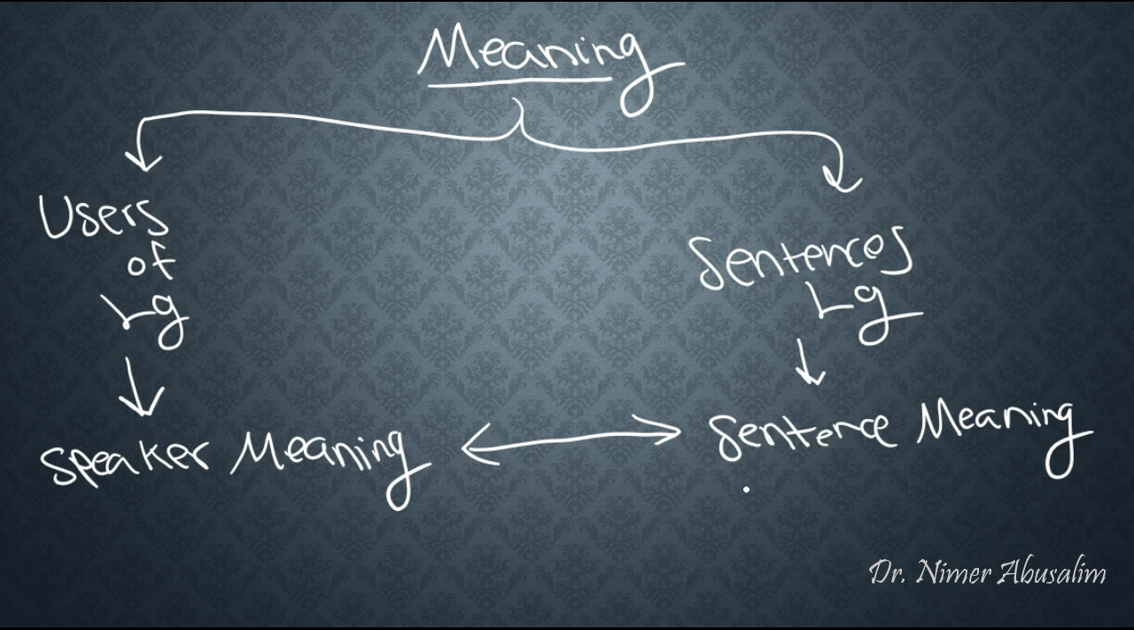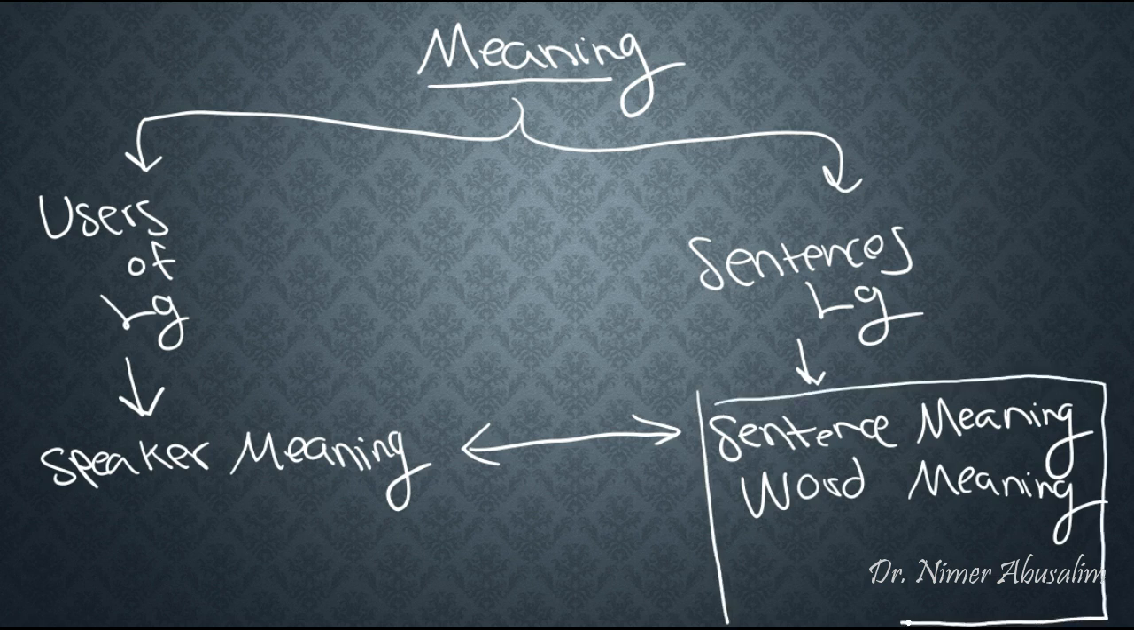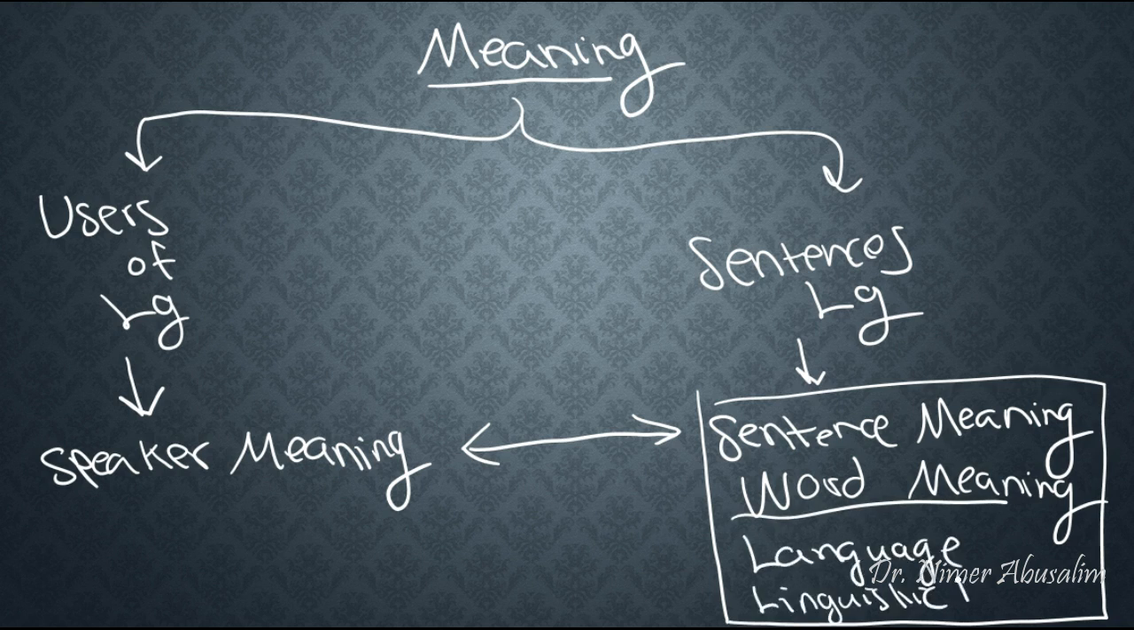Now, let me just make it clear that we're not only dealing here with sentence meaning, but also with word meaning. So really what's crucial is not whether it's a sentence or it's a word, but whether it's part of language or linguistic knowledge, as opposed to something that might have to do with individual differences or the context, like speaker meaning. So again, in this course, we are focusing on this side, the sentence meaning and the word meaning.